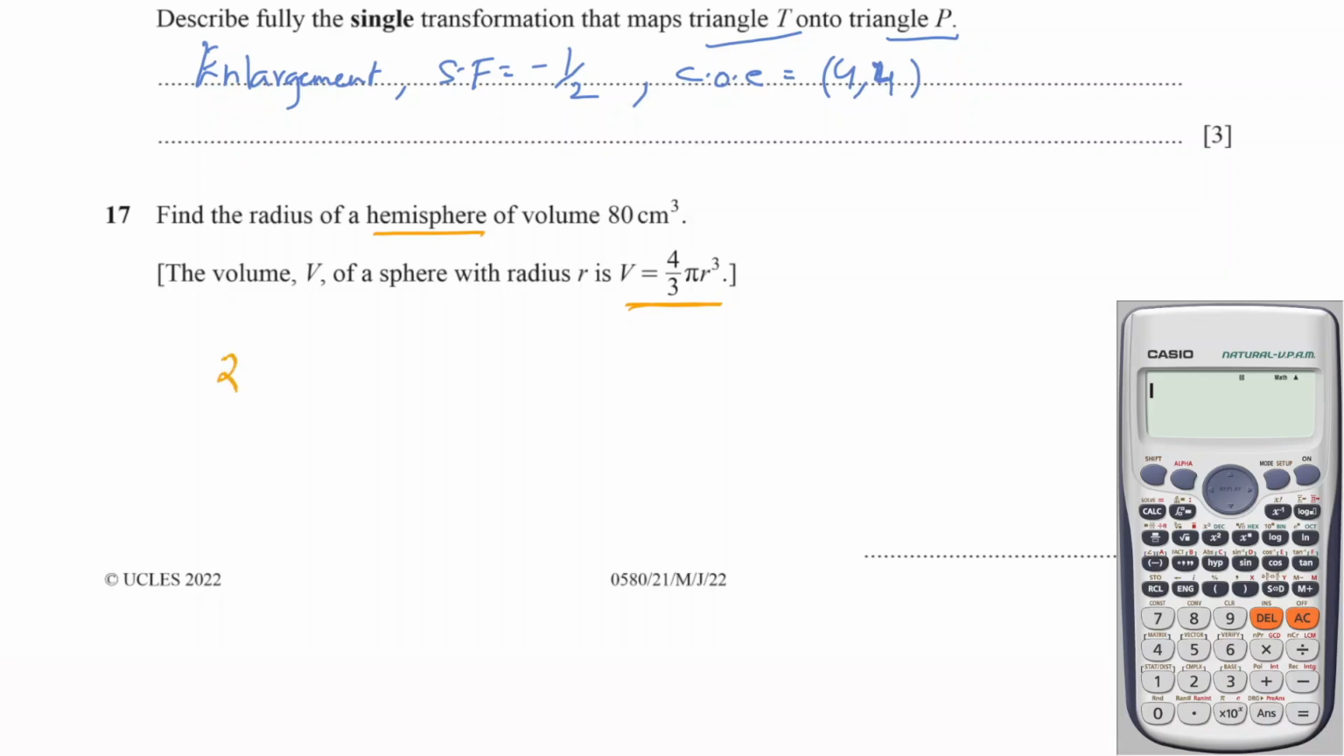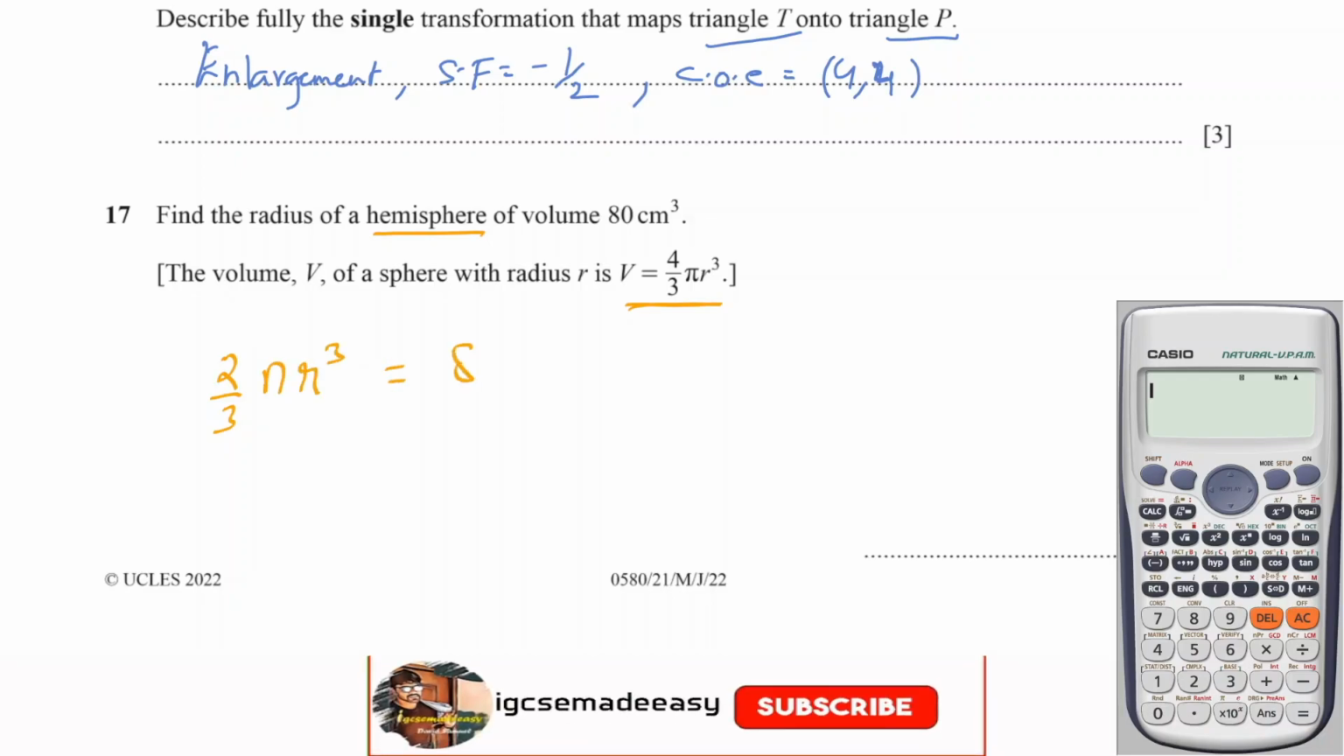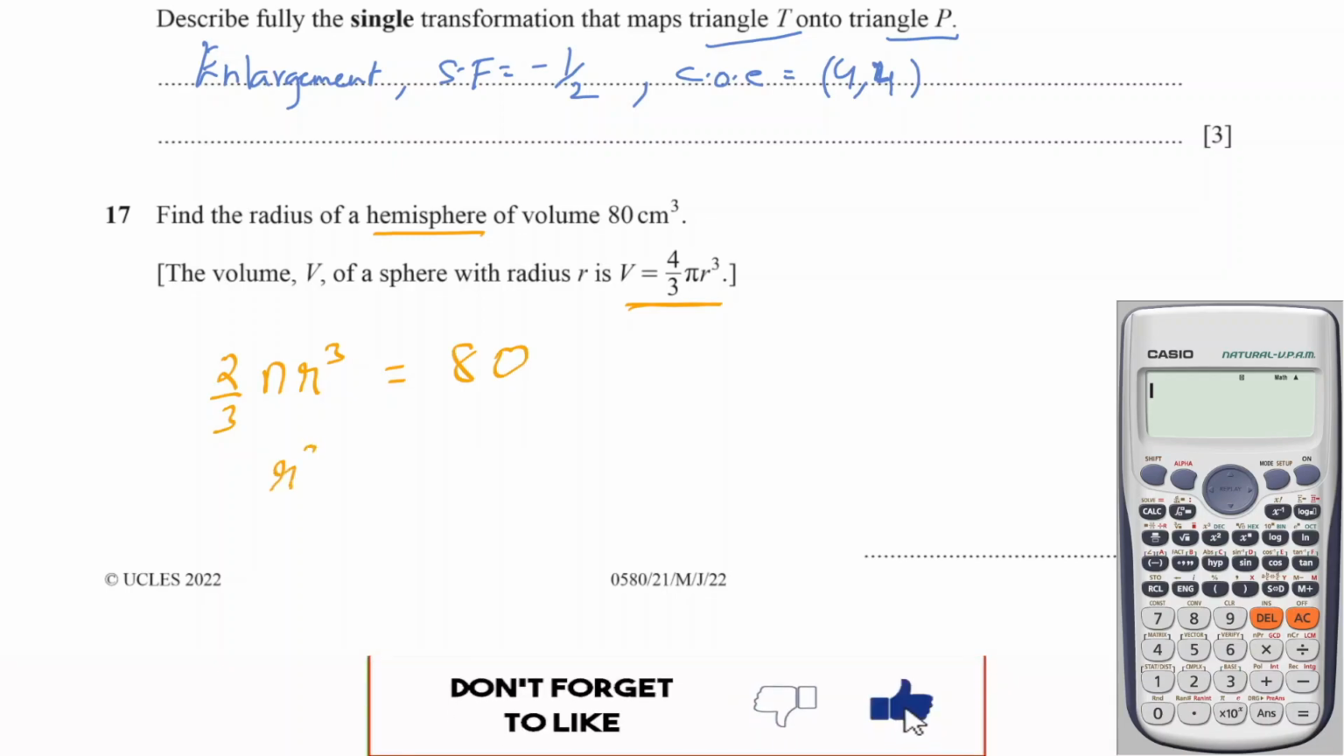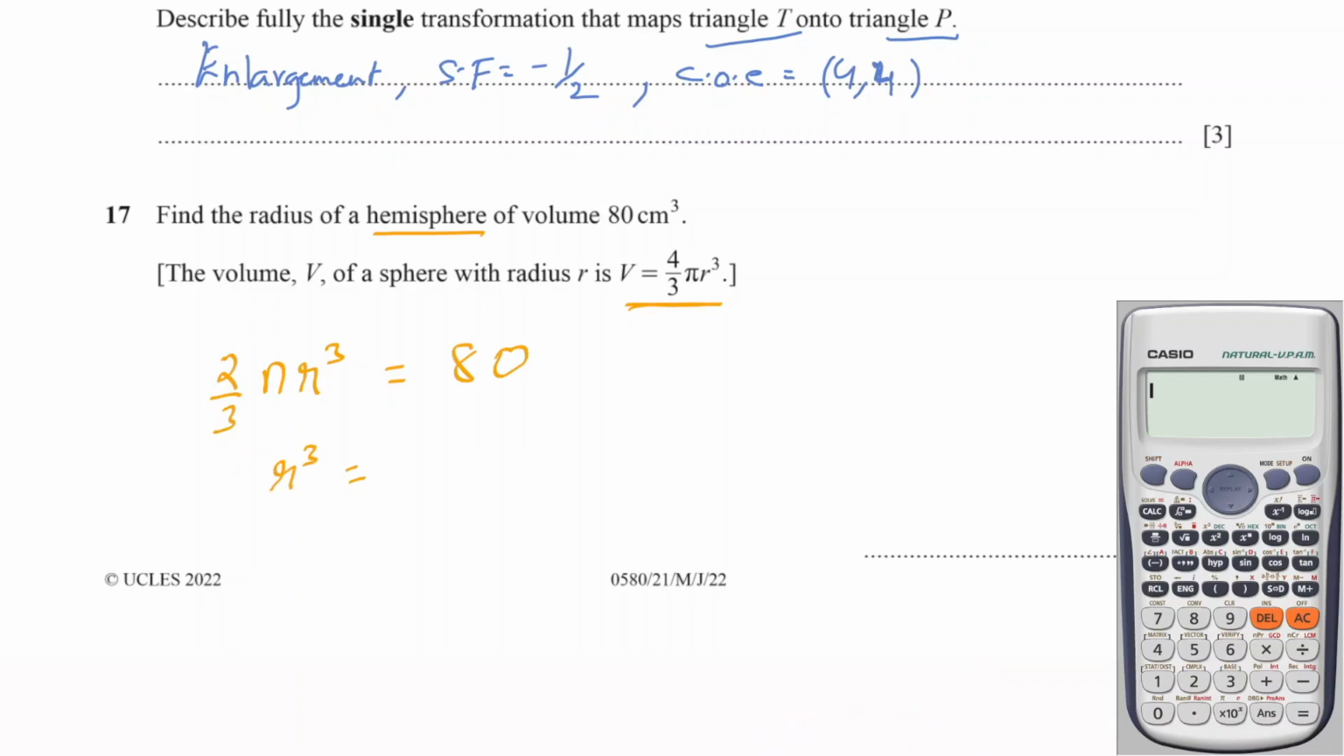So volume is 2 by 3 pi r cube, and the volume is given as 80 centimeter cube. So we just have to find the value of r. So r we can substitute: 80 into 3 divided by 2 into pi. This goes there, and other things come down like that. Cross multiply, right? So you know this, right?